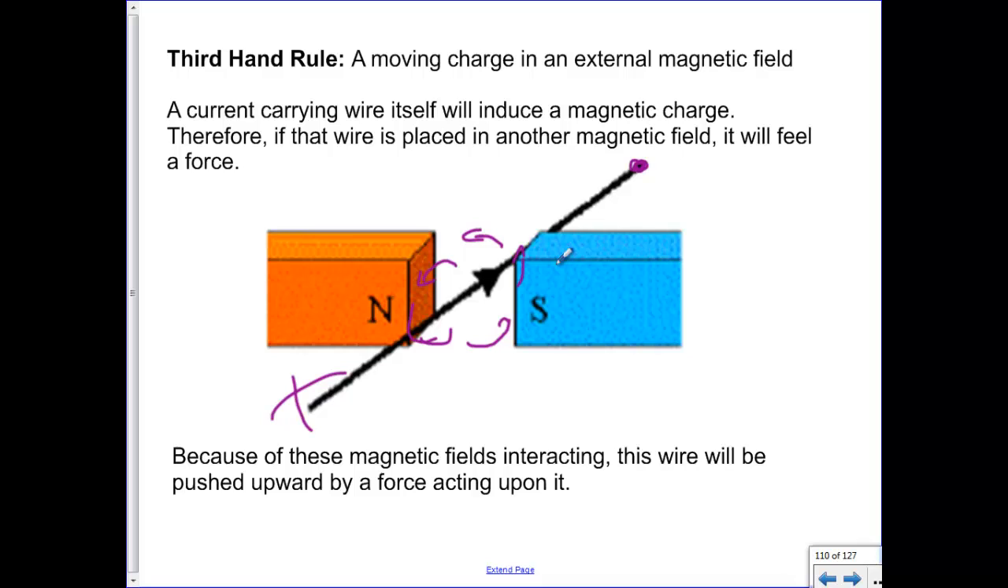So the wire itself would make a magnetic field. Does that make sense so far? What if you put that wire in another magnetic field? What do magnets usually do to each other? If you have this magnet and this magnet and try to put them together, they'll either attract or repel. That's kind of what's going to happen here: the magnetic field of the wire is going to interact with the magnetic field of this north and south, and the wire is going to be pushed by a force acting on it.